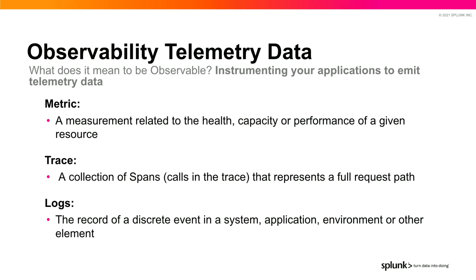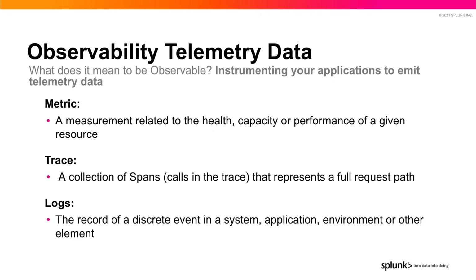Now, every journey in observability begins with instrumenting an application to emit telemetry data. Primarily, you're going to want to instrument logs, metrics, and traces. Now, a metric is a measurement related to the health, capacity, or performance of a specific resource. It helps us monitor and usually tells us what's going on and if we have a problem.